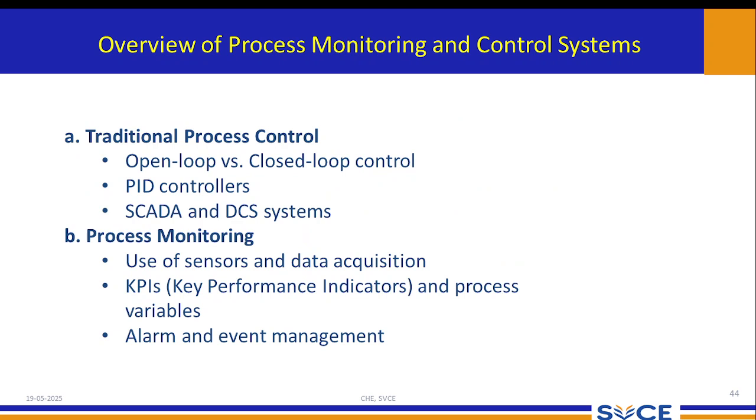Coming to traditional process control and process monitoring. Traditional process control includes open loop and closed loop control, PID controller, SCADA, digital control, and distributed control system. SCADA is supervisory control and data acquisition. These systems are traditional process control. Coming to process monitoring: use of sensors and data acquisition, key performance indicators and process variables, and alarm and event management. So these are all process monitoring.